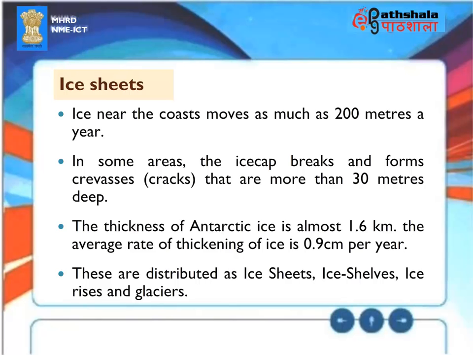In some areas, the ice cap breaks and forms crevices or cracks that are more than 30 meters deep. The thickness of Antarctic ice is almost 1.6 kilometers. The average rate of thickening of ice is 0.9 centimeters per year. These are distributed as ice sheets, ice shelves, ice rises, and glaciers.